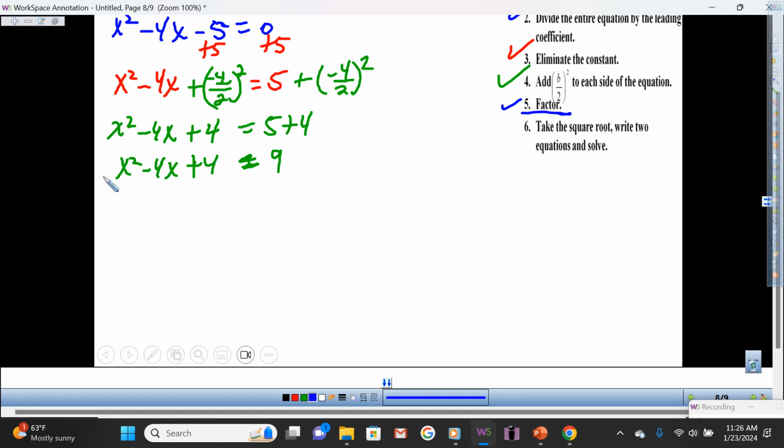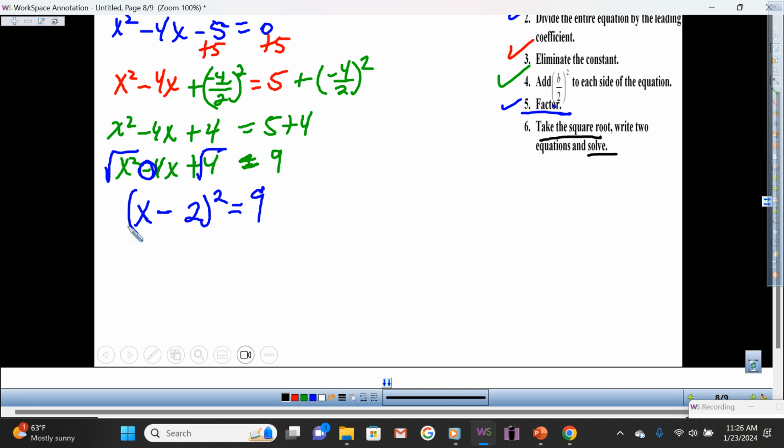Okay, so how do I factor? Square root x squared, so that leaves us with x. Square root of 4 is 2. What else? And you take the sign of the middle term and write that squared equal to 9. We're done with factoring. All right. Last but not least, we're going to take the square root, solve for x, and write 2 equations.